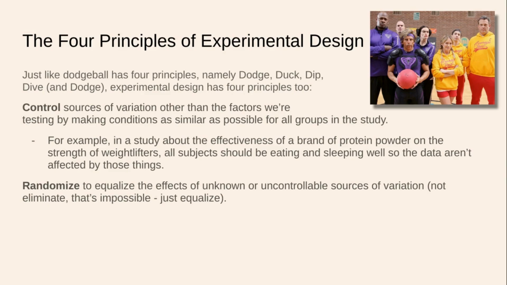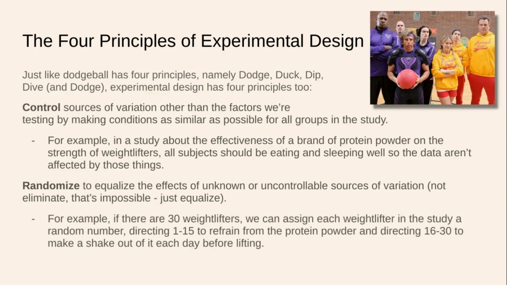And mind you, we cannot eliminate uncontrollable sources of variation. I mean, that's just it. They're uncontrollable. We can equalize those sources of variation if we randomize effectively. We can't get rid of unknown variation, but we can disperse it with randomization.